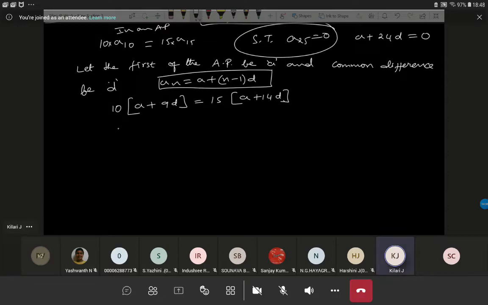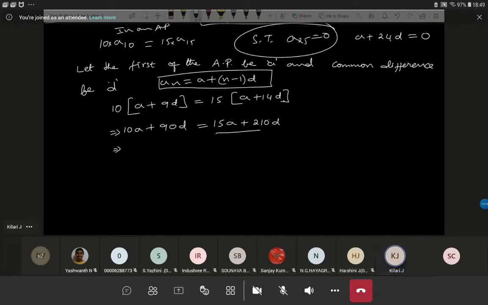First, I am expanding the equation. On the left hand side, 10 into (A plus 9D) is 10A plus 10 into 9, 90D, is equal to, on the right hand side, 15 into A, 15A plus 15 times 14. How much? 210, right? 150 plus 60, 210. Yes, 210D. Now I am going to write all the terms on one side.